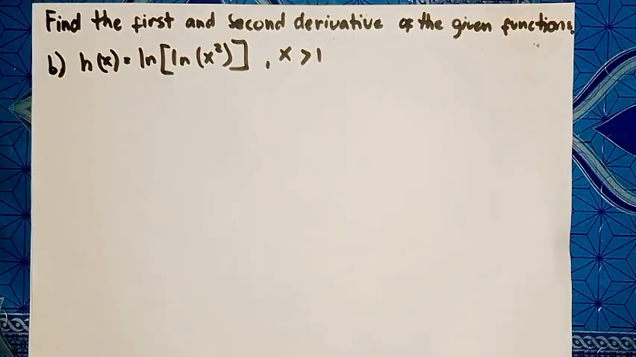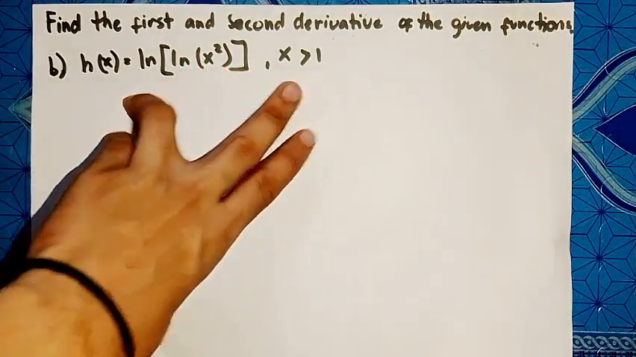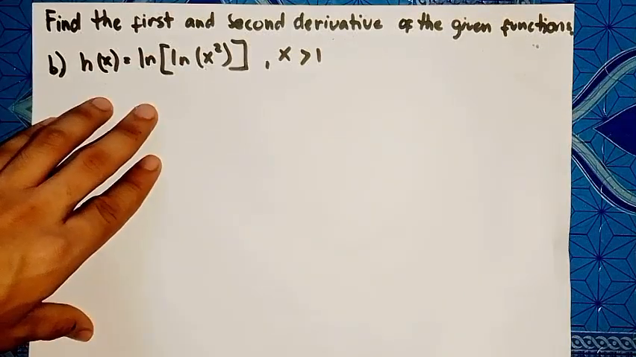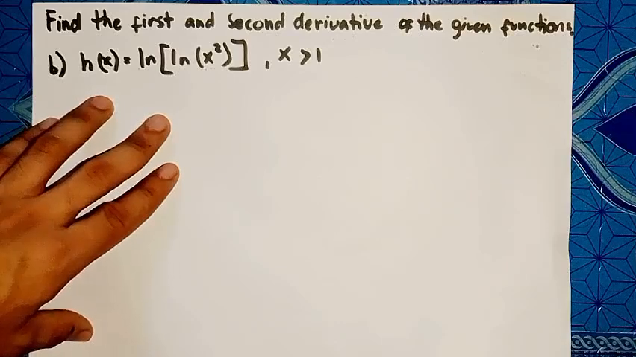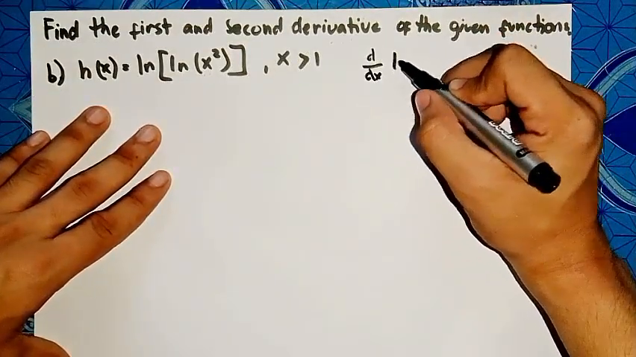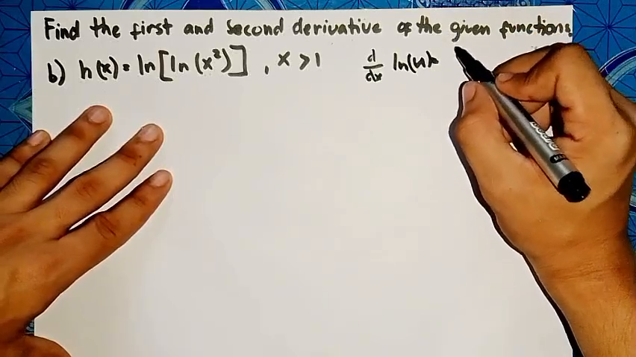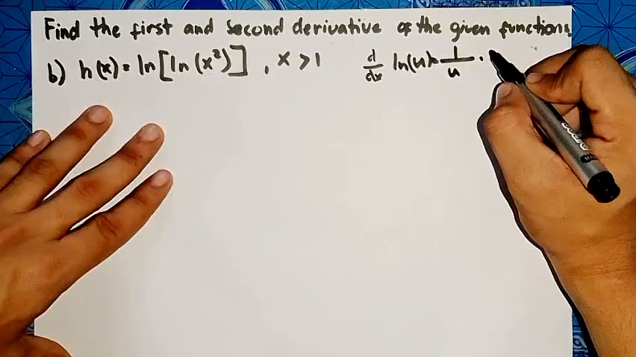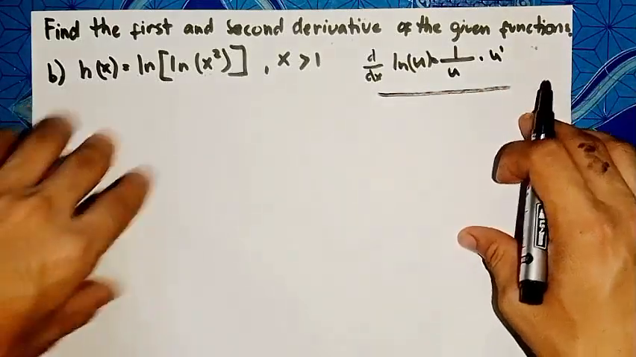Now let's proceed to item number 2. Find the first and second derivative of the given function. h(x) is equal to ln x squared, where x is greater than 1. As you notice, this problem involves a derivative of logarithmic functions. Keep in mind that the derivative of ln u is equal to 1 over u times u prime, or the derivative of u. This is the theorem involved in this problem.